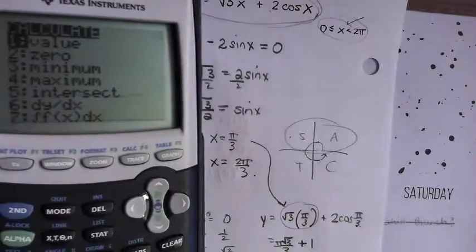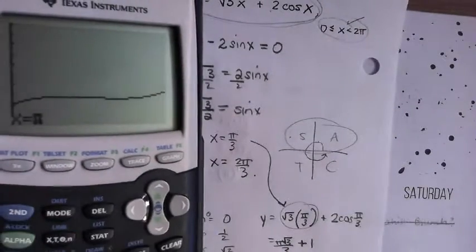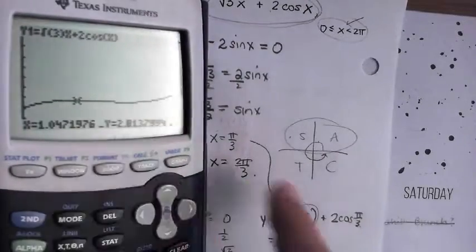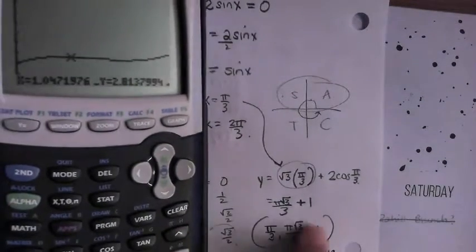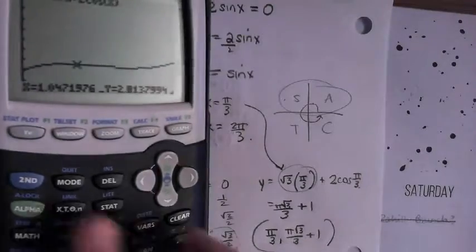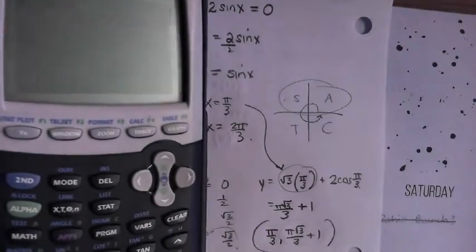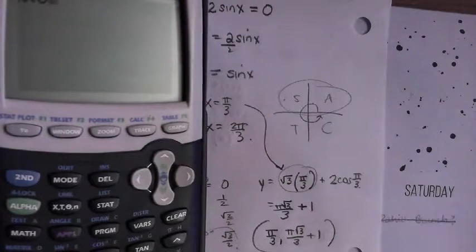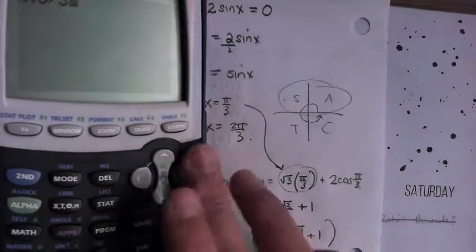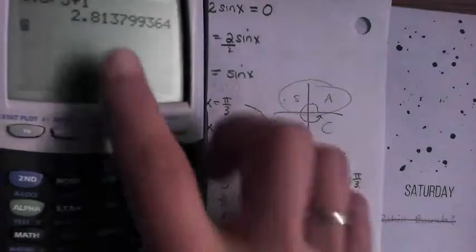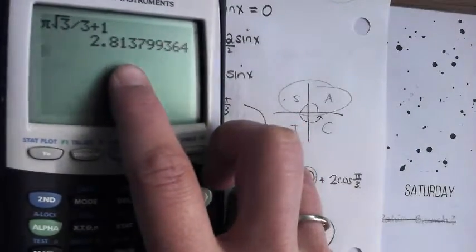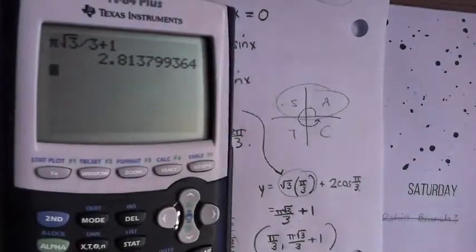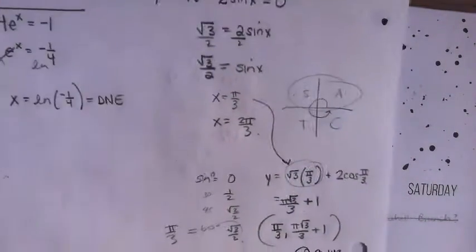So again, second trace, now I've got it. Do my pi over 3. 2.81-ish is the decimal. So we'll confirm that that is going to give us 2.81-ish. Pi root 3 over 3 plus 1, 2.81. Okay, so I just used my calculator to prove that we actually got the right answer. So that would be one point.